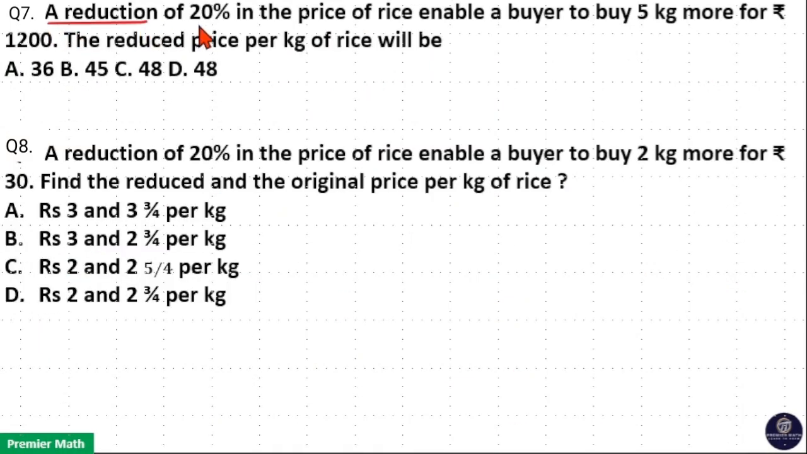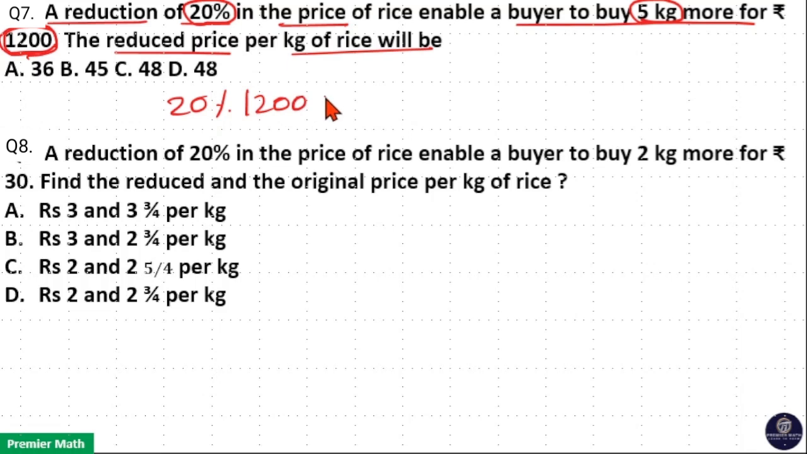A reduction of 20% in the price of rice enables a buyer to buy 5 kg more for rupees 1200. The reduced price per kilogram of rice will be. Here you can see this extra 5 kg is because of the 20% discount in the price. And this extra 5 kilogram is also based on this 1200 rupees, which means 20% of this given rupees 1200 resulting in this extra 5 kilogram.